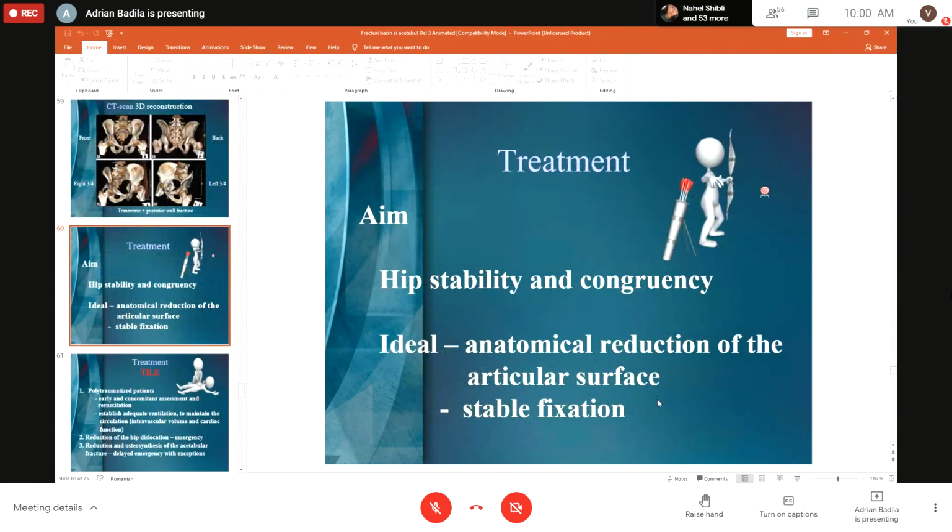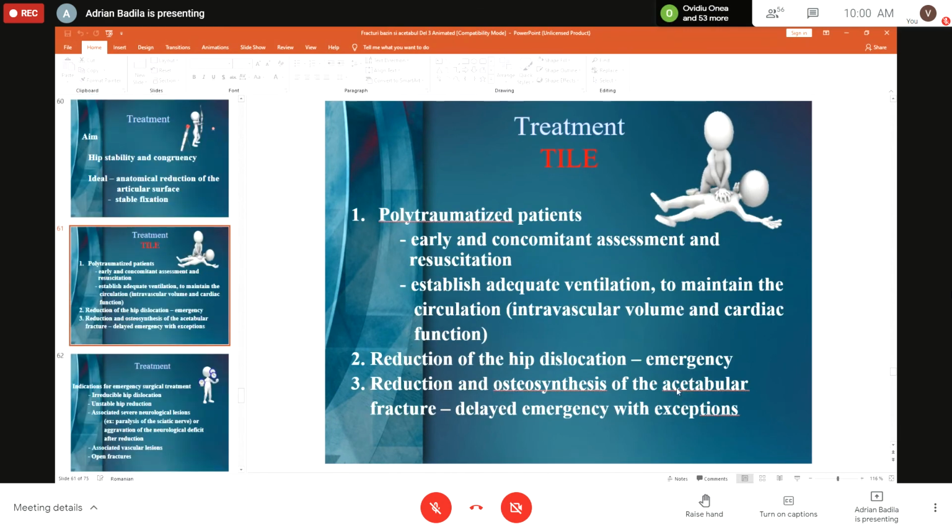The aim of the treatment is to obtain hip stability and congruency, and our ideal will be to obtain an anatomical reduction of the articular surfaces and a stable fixation. According to Tile, there are a number of steps in order to correctly treat a fracture of the polytraumatized patient. First, early concomitant assessment and resuscitation. We must establish adequate ventilation in order to maintain the circulation.